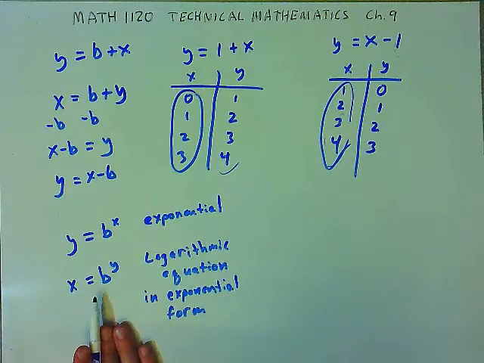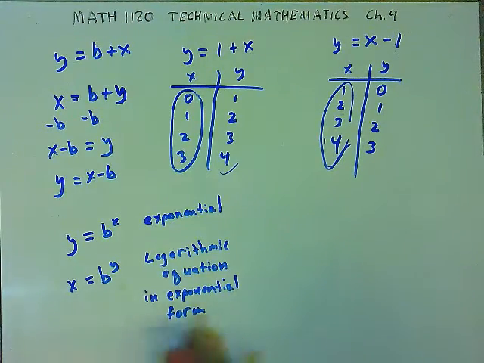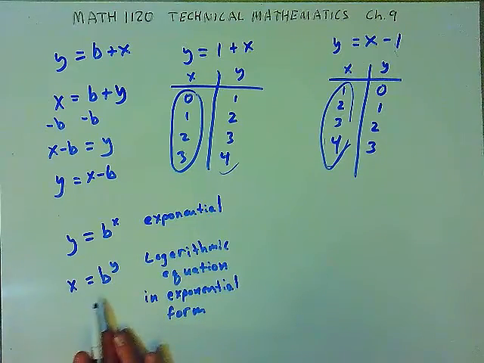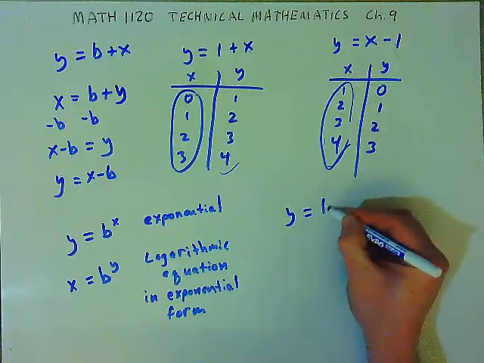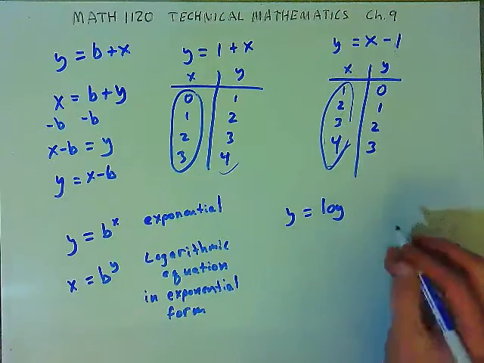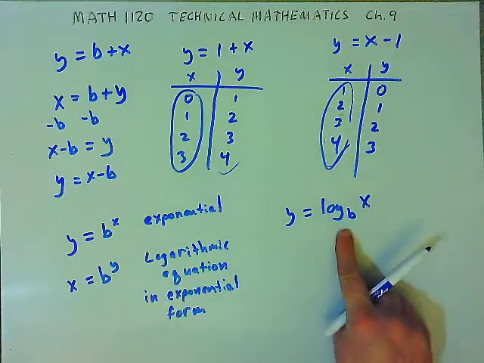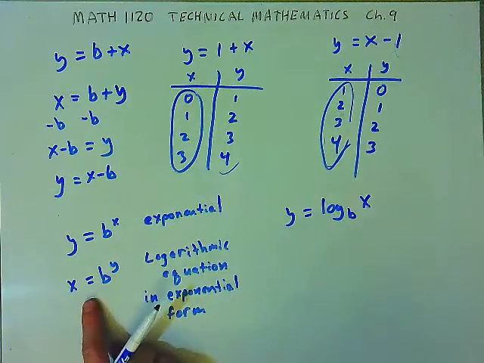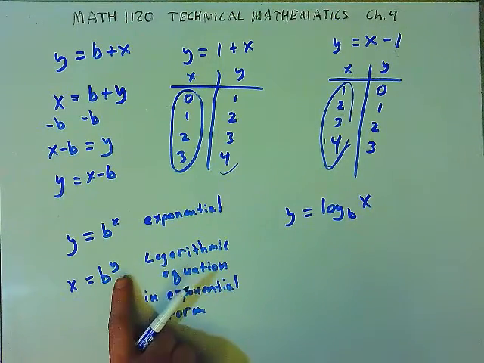And so since we can't really solve this very easily, we need to define a logarithmic equation in another way. And what we want to say is that if we were to be able to solve this equation for y, we would get something that looks like y equals log base b of x. And this is how we're able to solve this equation for y. And so again, this isn't very easy to solve. y is in the exponent.